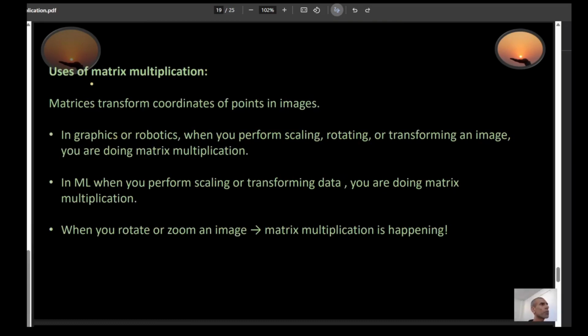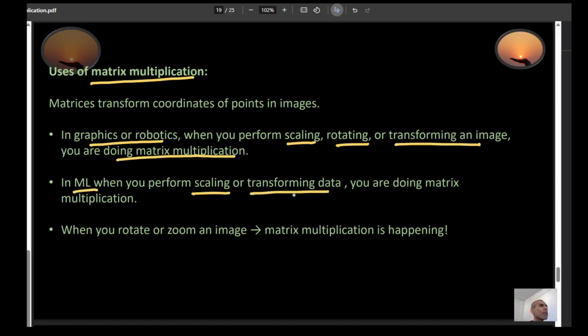So, uses of matrix multiplication. In graphics or robotics, every time you perform scaling or rotation, or transform an image, you are doing matrix multiplication. In machine learning, when you perform scaling or transforming data, you are doing matrix multiplication. Every time you rotate or zoom an image, behind the scenes, matrix multiplication is happening.